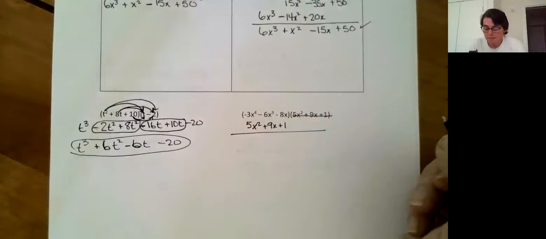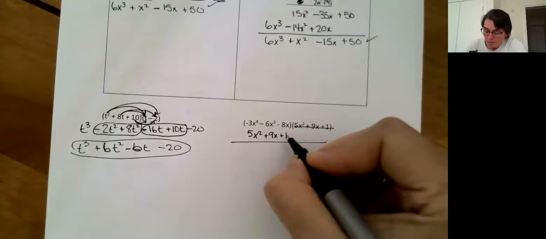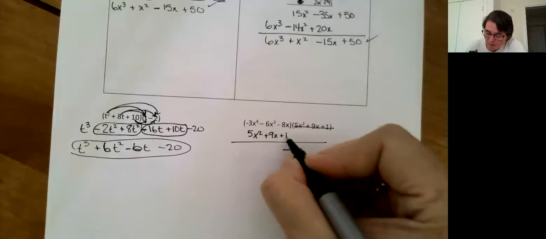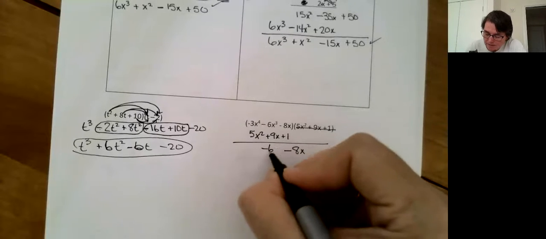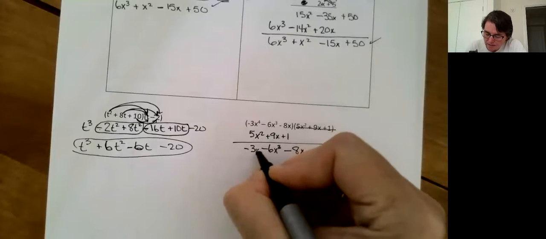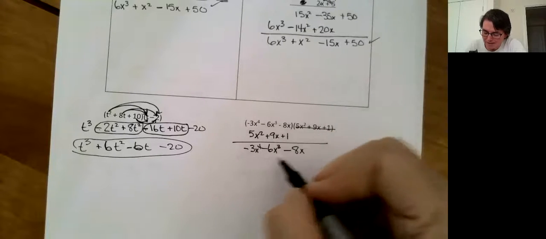Here we go, boys and girls. Let's see what we can do with this. 1 times negative 8x is negative 8x. 1 times minus 6x to the third. And minus 3x to the fourth. Okay, I just went 1 times that and I got the exact same thing.